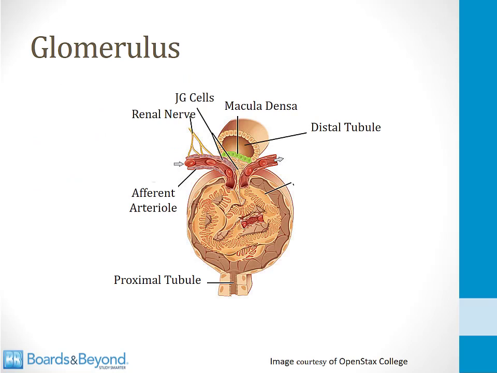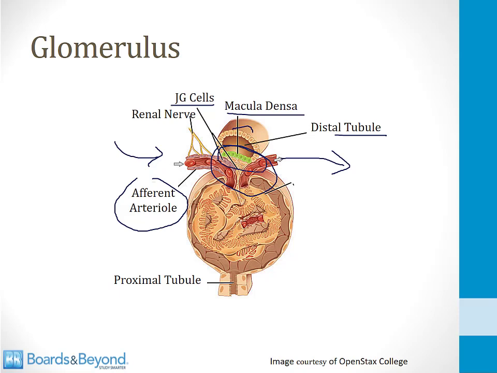Here's a drawing of the glomerulus. This is the afferent arteriole where blood comes in. This is the efferent arteriole where blood exits the glomerulus. We've got a distal tubule shown right here, and this area in between these structures is called the JG apparatus. This is where you can find JG cells. These are modified cells of the afferent arteriole. This is also where you can find the macula densa. It's shown in green in this drawing. It's a portion of the distal tubule.